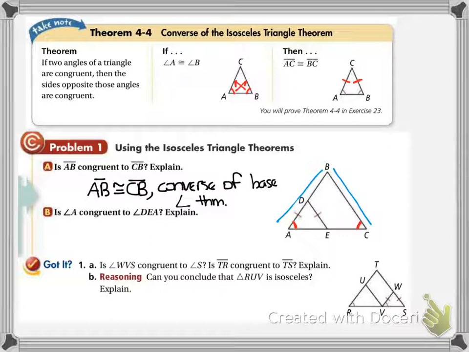We want to know if angle A is congruent to angle DEA. Angle DEA is right here. And we have that AD is congruent to DE. So yes, we can conclude that those two angles are congruent. So angle A is congruent to angle DEA. And that would just be by the base angle theorem. It tells us that since these two sides are congruent, I know that those two angles opposite those two sides are. So that's by the base angle theorem.